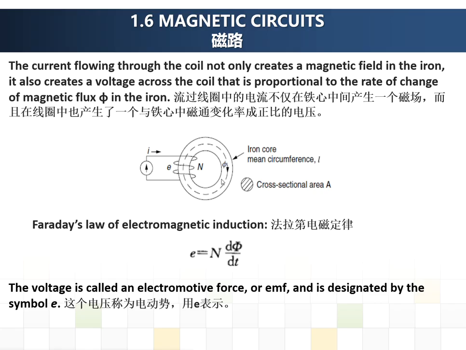Faraday's law of electromagnetic induction: the voltage, or the electromotive force, is equal to N, which represents the turns of the coil, multiplied by d phi, the flux, divided by dt. This voltage is called an electromotive force, or EMF, and is designated using the symbol E.